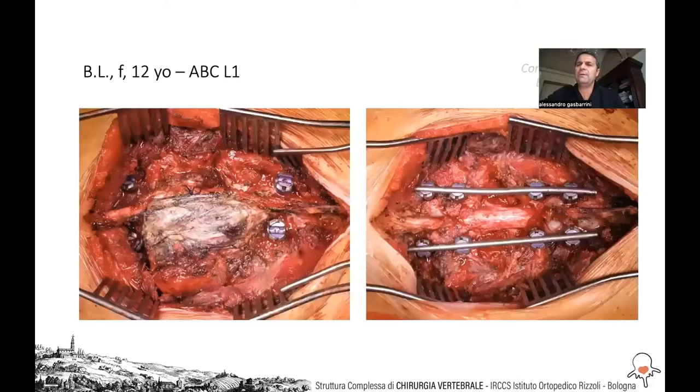In these intraoperative pictures, the lesion could be seen before the aspiration in the left one and after aspiration in the right one.